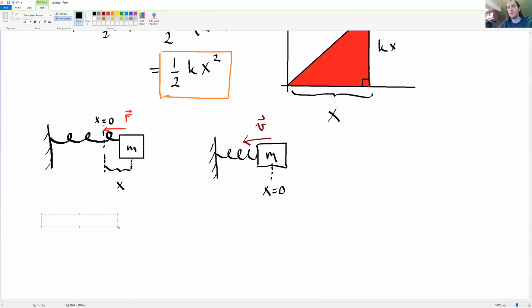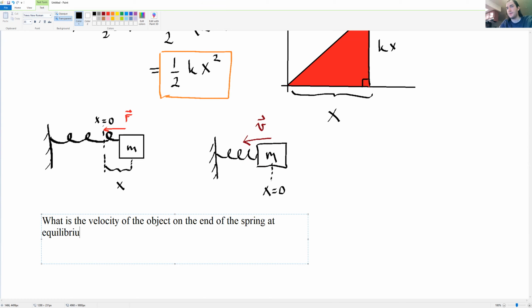I want to formulate a question here for you guys. So what is the velocity of the object on the end of the spring at the equilibrium position, if it has been stretched a distance a from equilibrium and then released from rest.